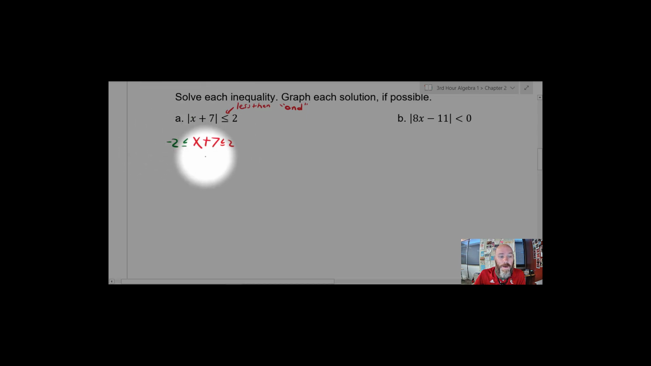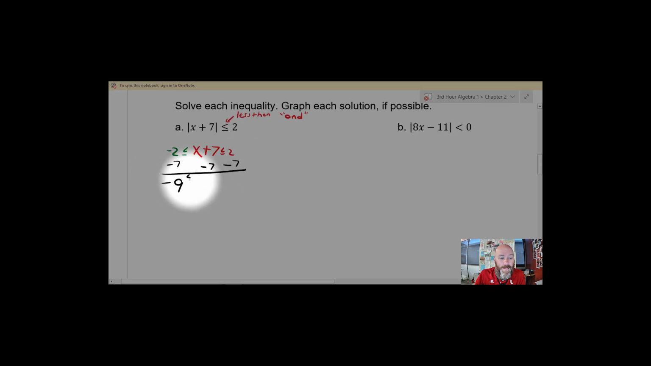And now I'm going to solve this compound inequality by subtracting 7 from all three sections. So I get negative 9 less than or equal to x, less than or equal to negative 5. So that's my solution. And now I just need to graph it. So if I have negative 9, negative 7, negative 5, these are closed circles where we shade between them.